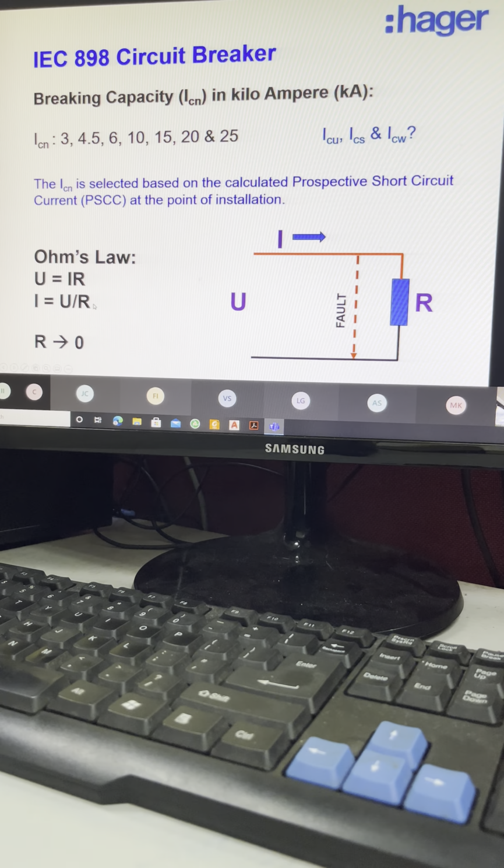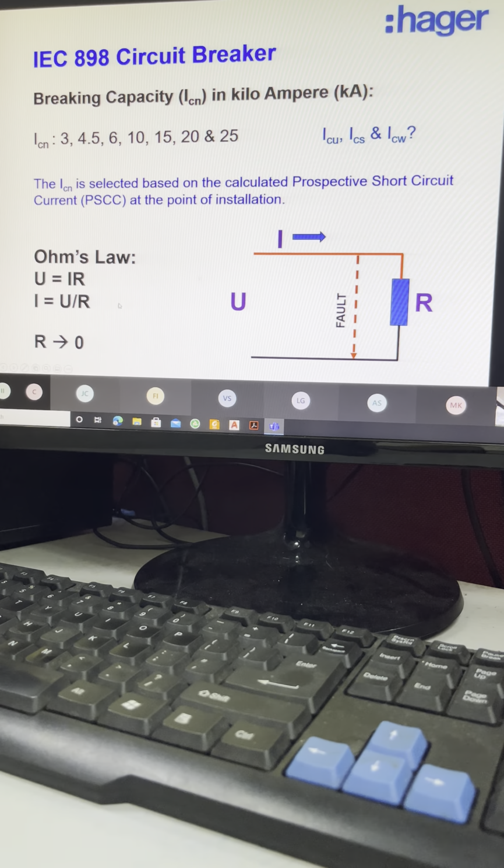The only limit is your transformer capacity, how much power your transformer can deliver. That is the limit, besides, of course, the cable impedance between the transformer and the fault point. That is why during short circuit the PSCC is very, very high, because basically the impedance between the line and neutral is approaching zero.